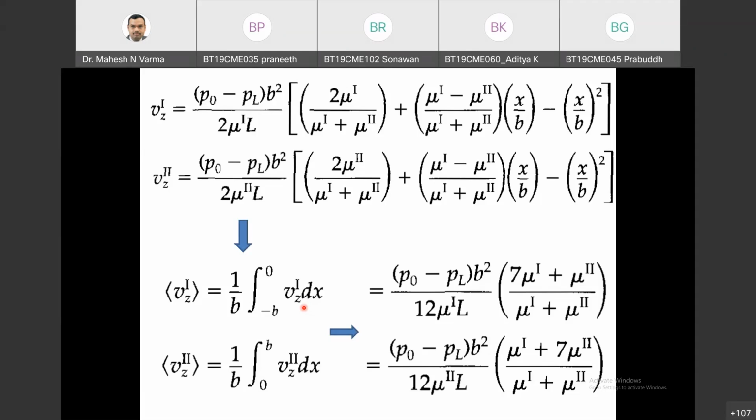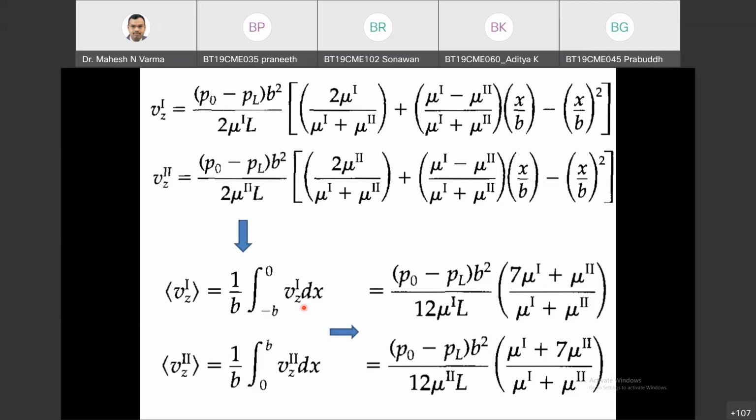Very good. It will not be 2b, it will be b, because the cross-sectional area available for flow for phase 1 is b only. The thickness of the film of phase 1 is b and the thickness of phase 2 is b. So it will be W into b into average velocity into density, that will give you the mass flow rate.